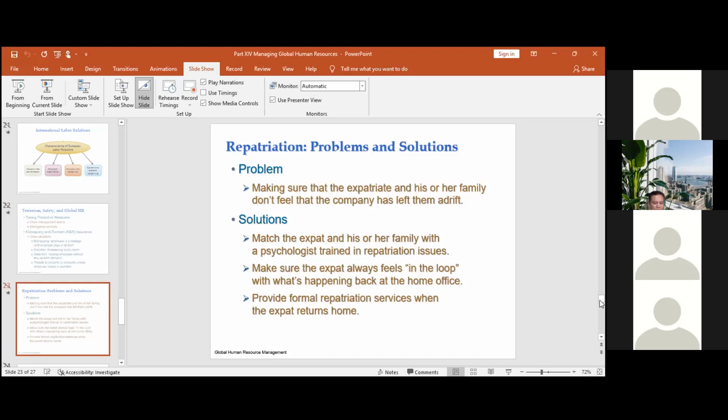The second is make sure the expat always feels in the loop with what's happening back at the home office. Example nito is the expat gets a mentor and travels back to the home office periodically for meetings, para maging updated. So third is to provide formal repatriation services when the expat returns home. Dito binavalue kasi yung expat's experience, and having a system that facilitates keeping track of employees as they move from one position to another in a global organization is essential. And one reason for returnees' high attrition rates is that the employers simply lose track of the returnees' new skills and competencies.